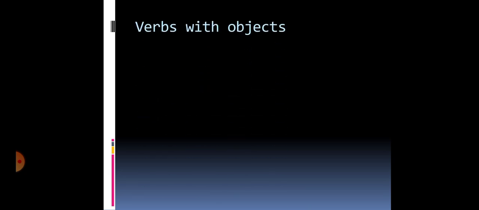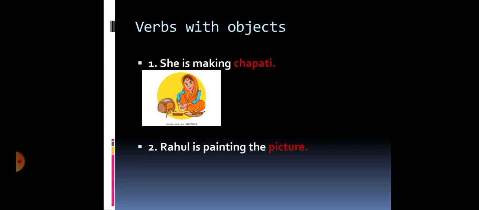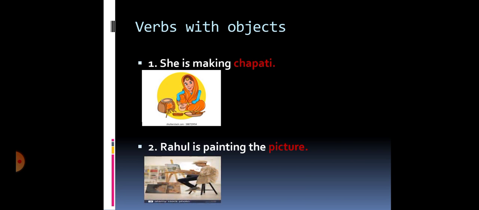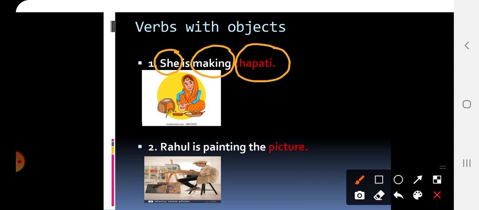Now let's see some examples of verbs with objects. She is making chapati. Rahul is painting the picture. In the first example, she is the subject. Making is the main verb. Chapati is the object. So here the verb is having an object.